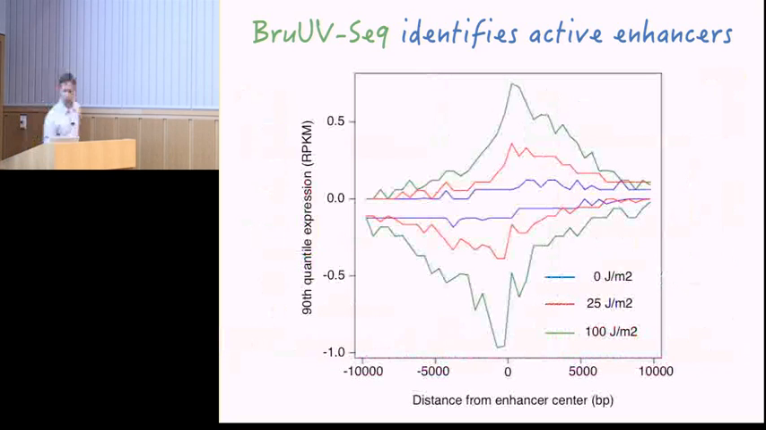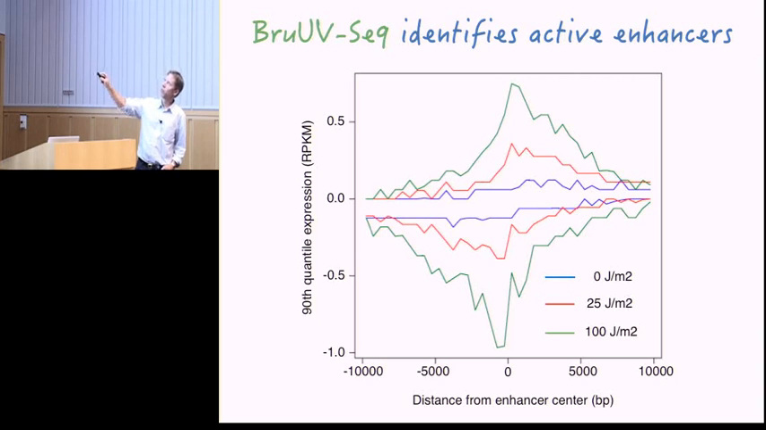So here's one more where we look at an aggregate view. We're taking sequences that encode or call enhancer regions, and then we line them up from the middle of those regions in either direction. And then we ask, give us all the signal we had for Bru-Seq, for BruUV-Seq with a low dose and with a high dose, and see what the signal looks like.